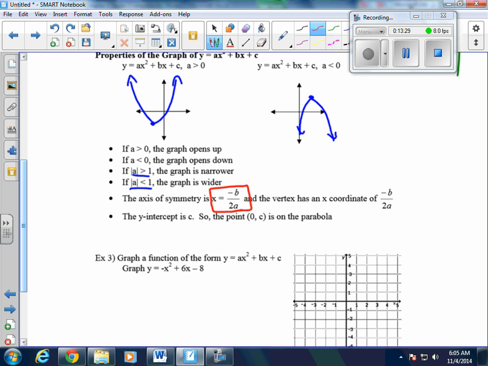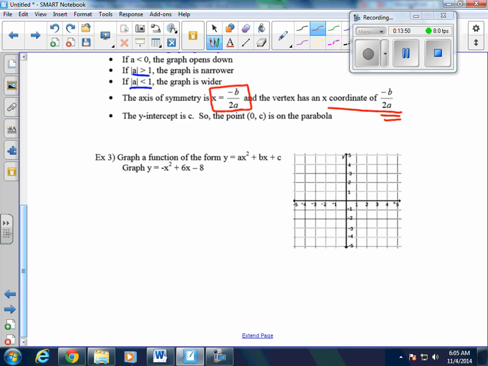And that's also going to be the x-coordinate of the vertex. And then we also know that the y-intercept is c. So the point 0, c is one of the points on the parabola, which makes sense because you put in 0, the other things cancel out, and you just have c left.